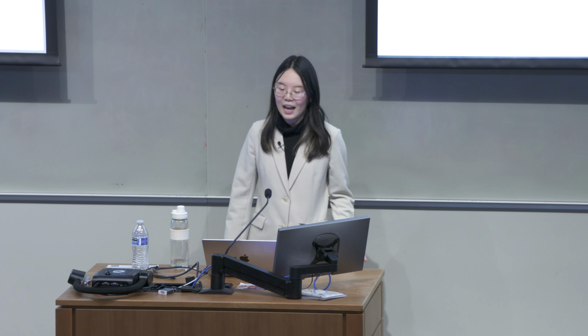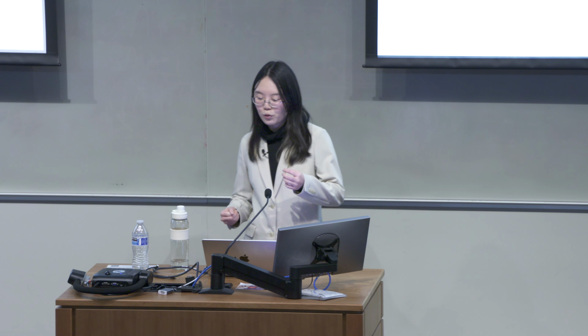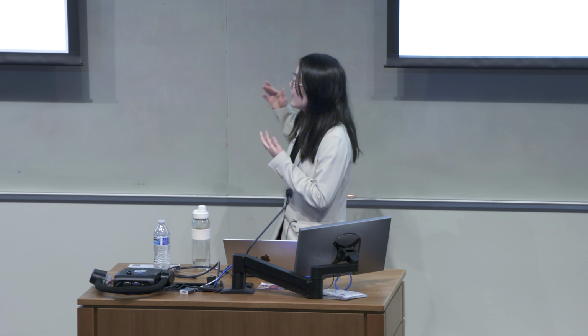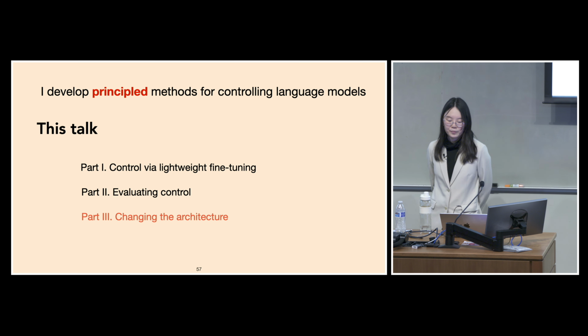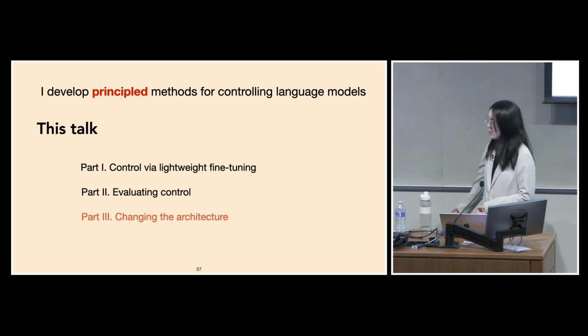So hopefully, I've convinced you that control is useful but hard to enforce. And now let's take a step back. Why does control need to be this complicated? Can we make control easier by design?